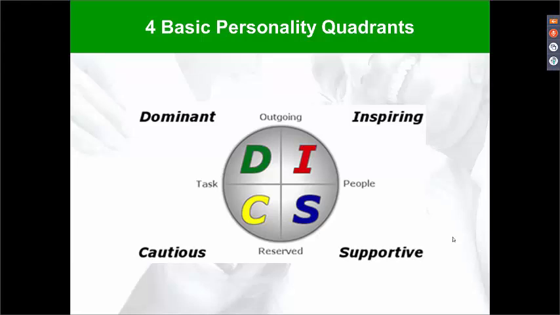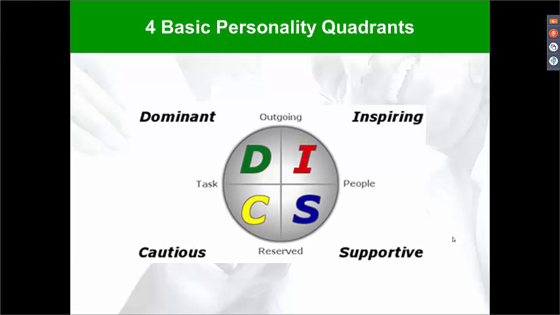You can see there are the 4 quadrants that go DISC, and then you have your kind of intersection line there on DISC with outgoing and reserved people versus task. And these separating lines would go all the way across, and that's what would create the quadrant. So somebody that's inspiring would be people-oriented and outgoing. Someone that's dominant would be task-oriented and outgoing. Someone that's cautious would be task-oriented and reserved. And someone that's supportive would be people-oriented and reserved.